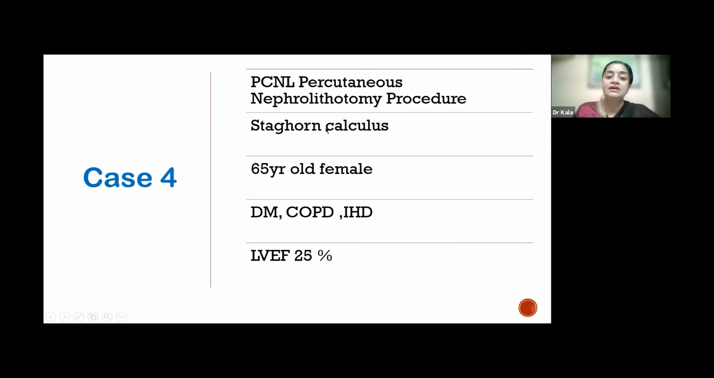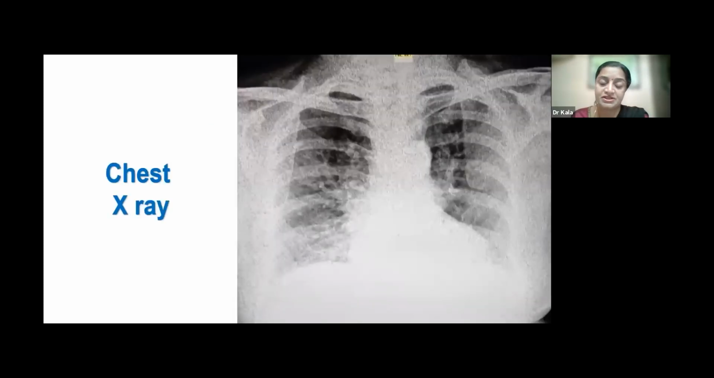Okay. Now coming to a percutaneous nephrolithotomy procedure, this patient was a 65-year-old female who had a staghorn calculus, diabetes mellitus, COPD, IHD with an ejection fraction of 25%. Now my concern was, I have to give a level extending low enough for the surgeon to remove the staghorn calculus. At the same time, you have to keep in mind that isobaric solution is sacral sparing. So now what can I do? Okay, this was the X-ray of the patient. I had to avoid GA.